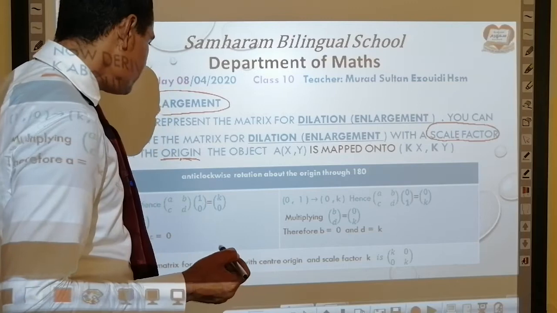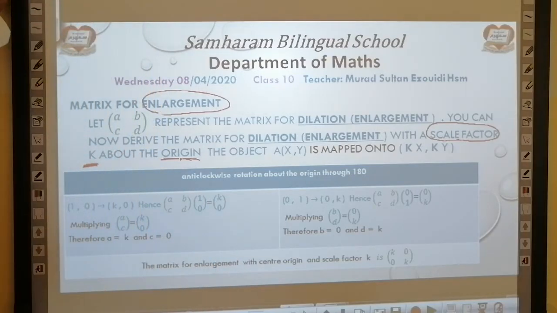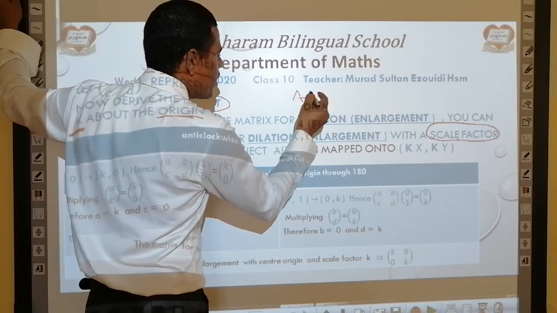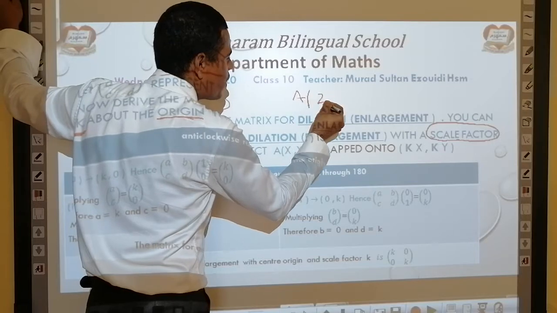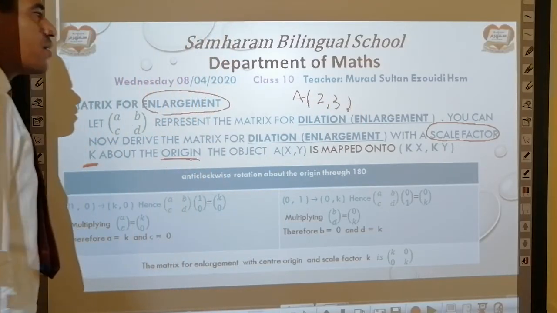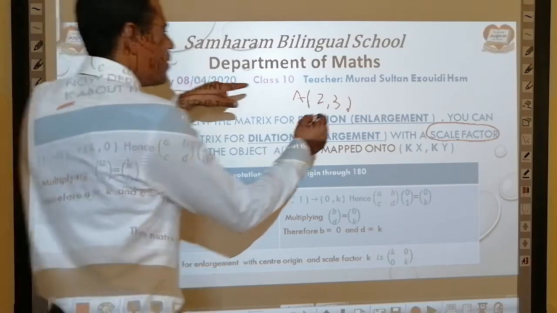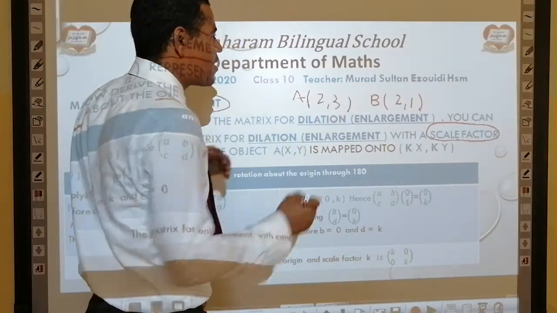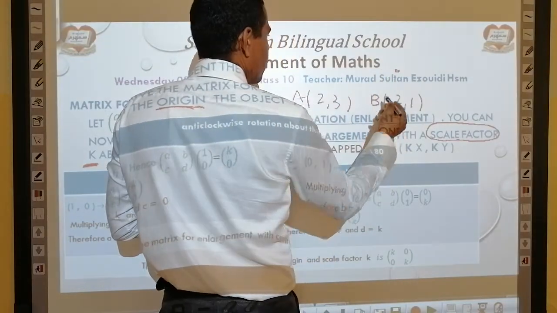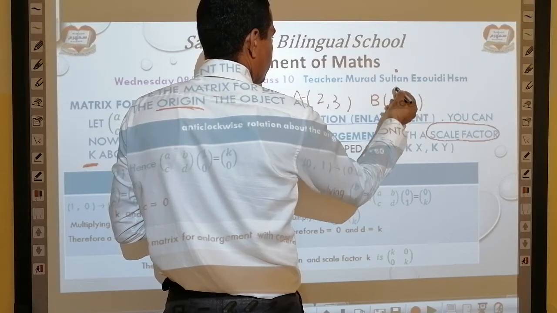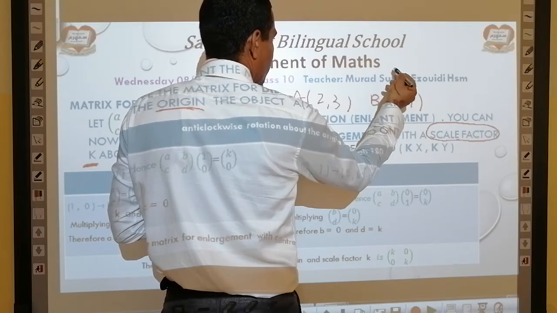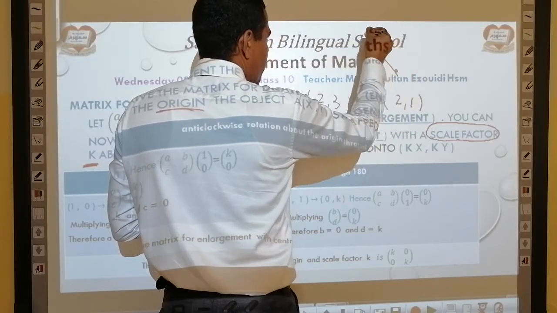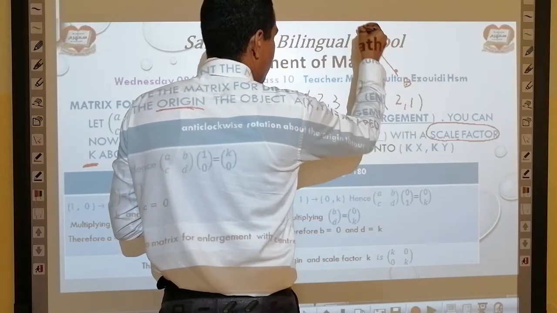For example, if I have a point A of coordinates (2, 3) and B of coordinates, for example, (2, 1). This line segment, I will draw it here. This one is (2, 1) and the next (2, 3). This is B and this is A.